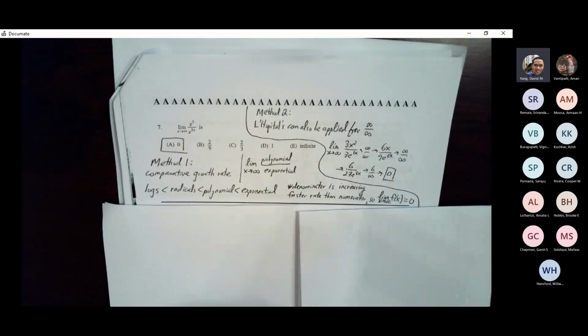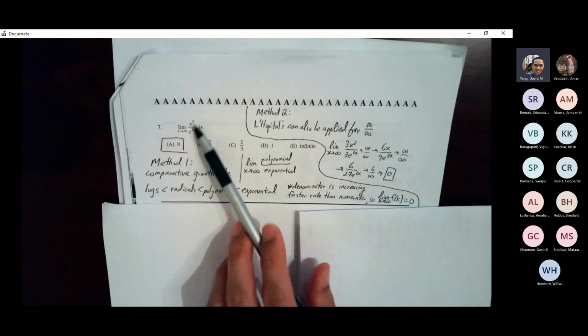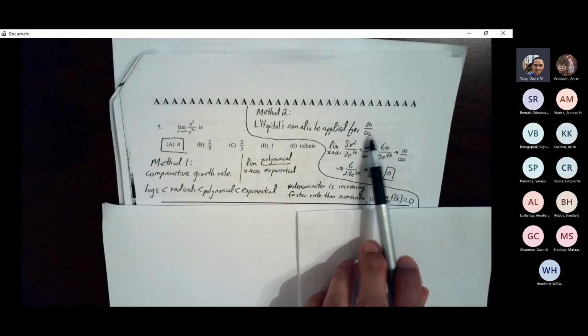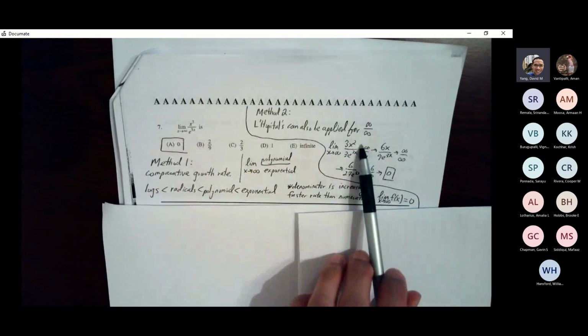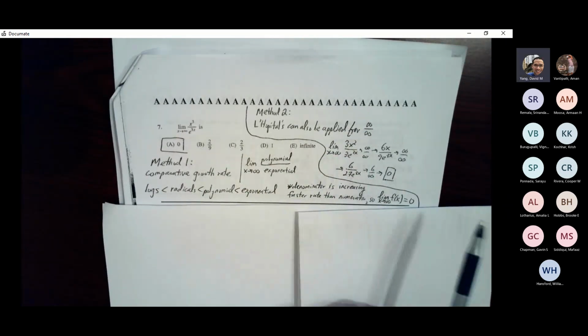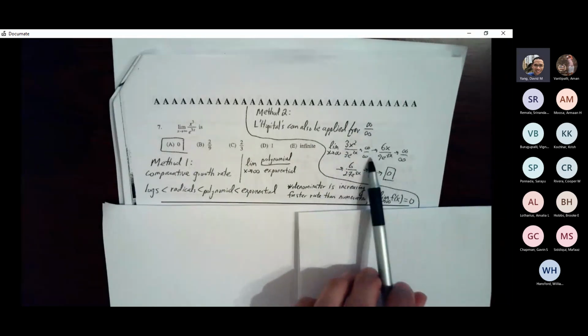Okay. We can also do L'Hopital's rule. L'Hopital's rule says if I plug in infinity here, I get infinity over infinity. This is considered indeterminate form. So we could go through our derivative process. X cubed becomes 3x squared. E to the 3x becomes 3e to the 3x. Plug in infinity, we still get infinity over infinity.